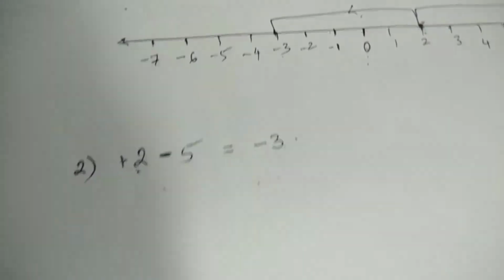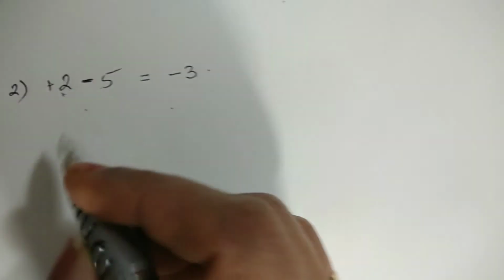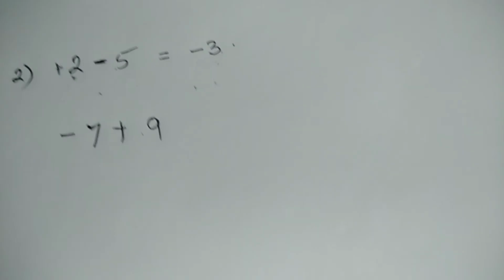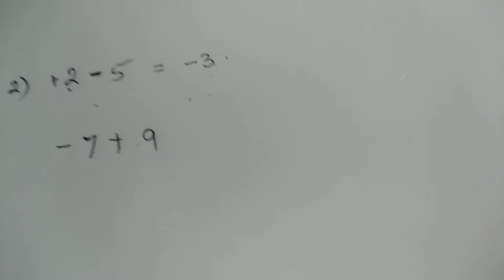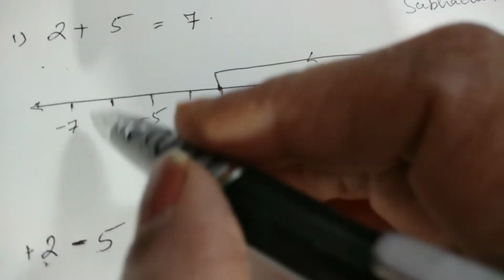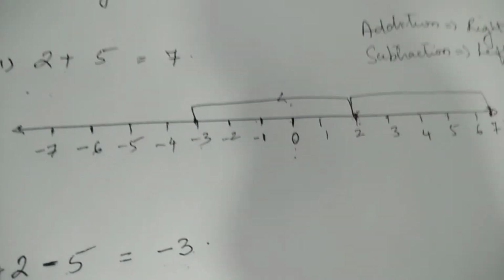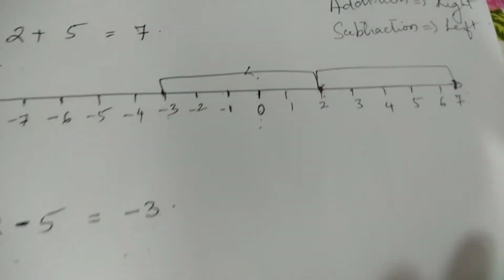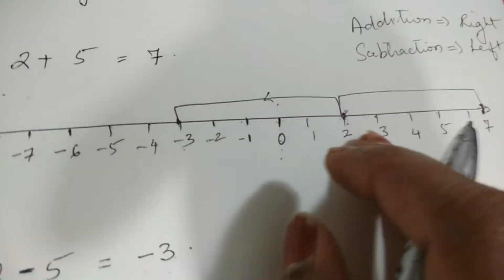Okay, now let us see one more example. Let us take minus 7 plus 9. Now see, for every question you can make a different number line. It's very easy to draw a number line and it will look very neat and clean, but here I'll just show it on the same number line.